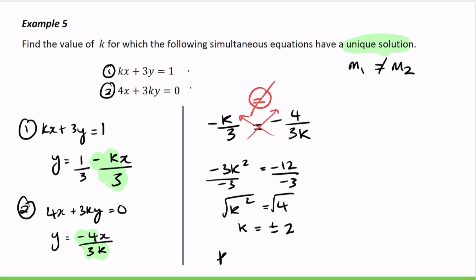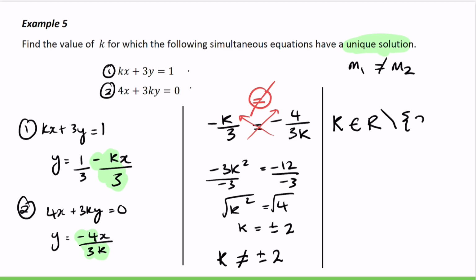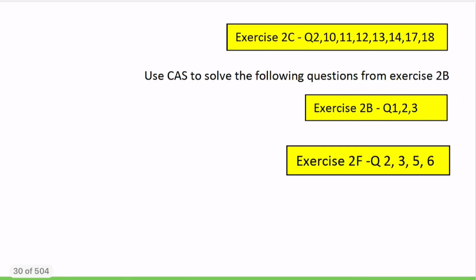So what that means is I want k to not equal 2 or negative 2, because if it does, then the gradients are going to be the same. If k is not 2 or not negative 2, then we will get a unique solution. So the way that we want to write this mathematically is that k is an element of any real number as long as it's not 2 or negative 2. Rather, I should have negative 2 first, like that. So that's how we would write our answer out as an appropriate way of representing that. You can now complete these questions from 2C, 2B, and 2F.